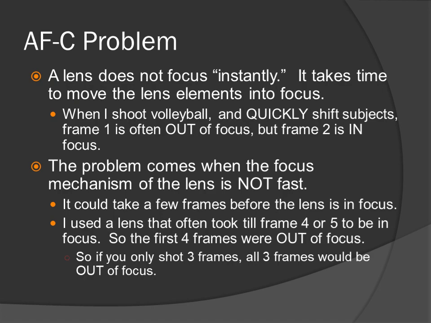AFC problem. A lens does not focus instantly. It takes a little bit of time to move the lens elements into focus. When I shot volleyball and quickly shifted subjects, frame 1 is often out of focus, but frame 2 is in focus. The problem comes when the focus mechanism of the lens is not fast. It could take a few frames before the lens is in focus. I used a lens that often took till frame 4 or 5 to be in focus, so the first 4 frames were out of focus. So if you shot only 3 frames, all 3 frames would be out of focus.